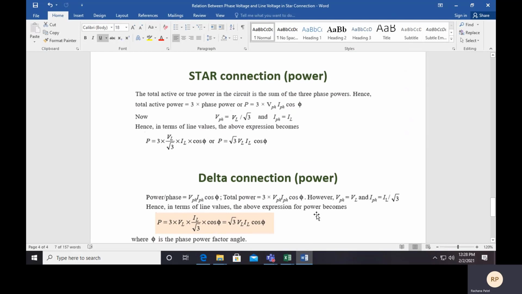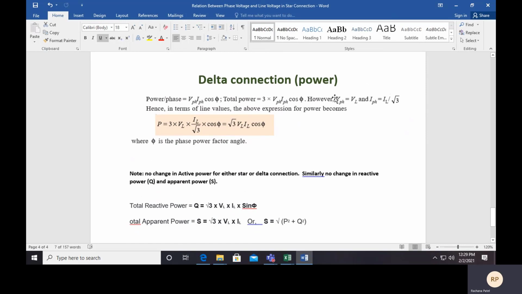What will change in the power? Let's say for the star connection, 3 windings are there, so power will be 3 times the phase power, and we know that phase power is VI cos phi, where V and I are the phase quantities. So power will be equal to this. By applying the relationship between line and phase quantities, voltage and current, we can simplify the formula for active power in terms of the line quantities, which is given over here. It means we can say active power for the star connection is √3 VL IL cos phi.